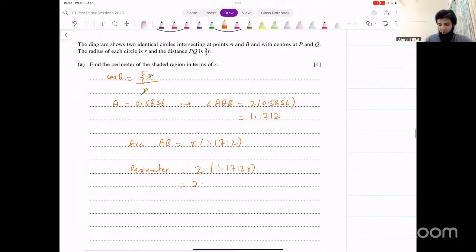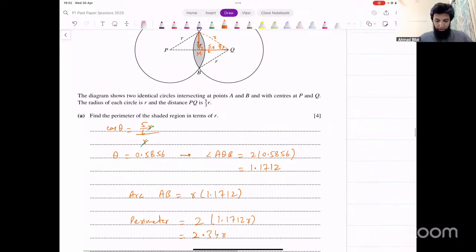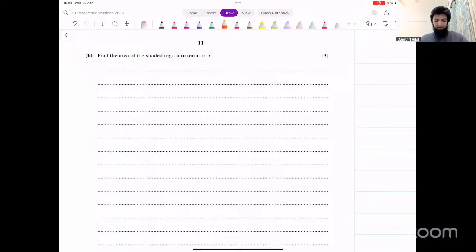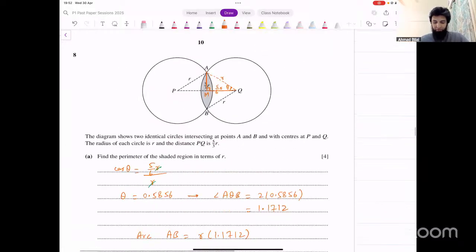That's 2.34 times R to 3 significant figures. That's what we were looking for in the first part. Okay, that's the perimeter in terms of R. Now it says, find the area of the shaded region in terms of R. Area of the shaded region. How do you find the area of the shaded region now?